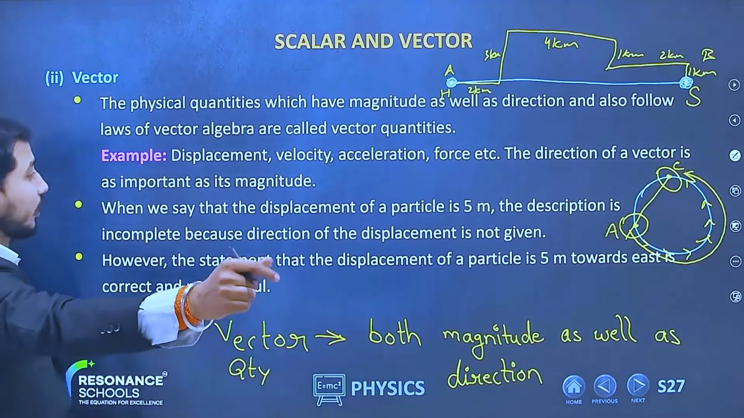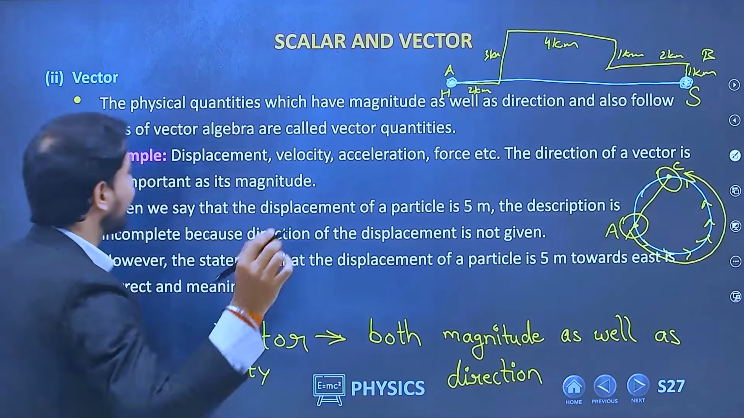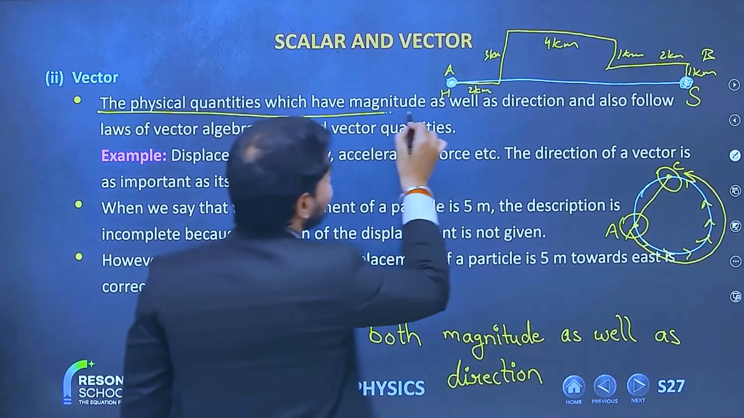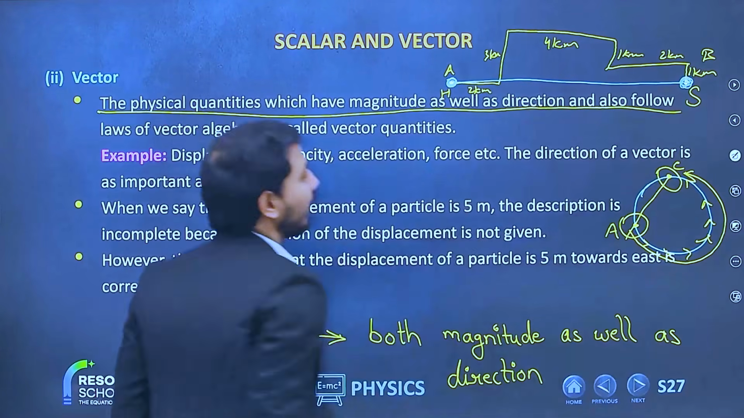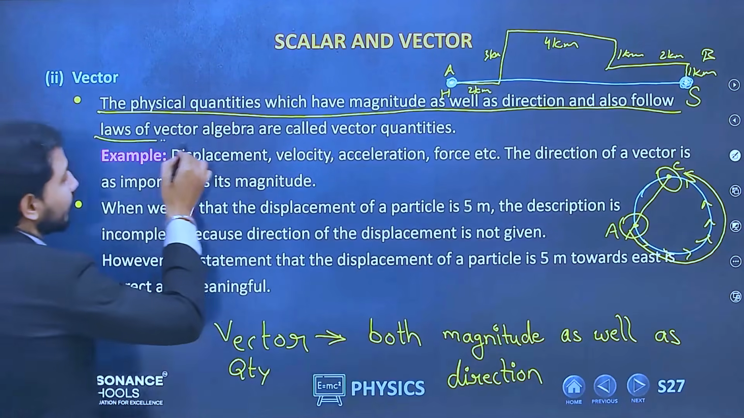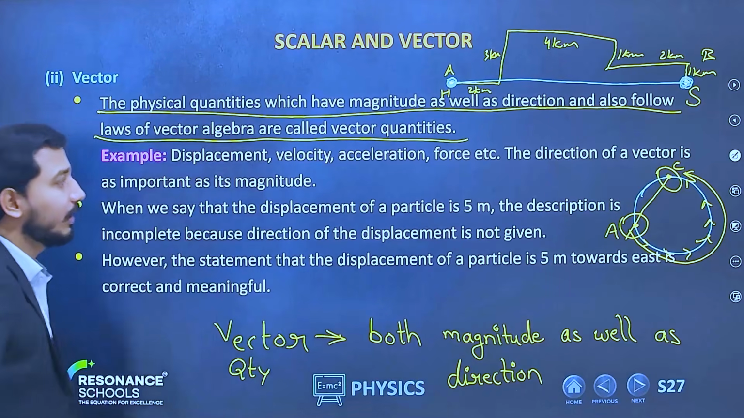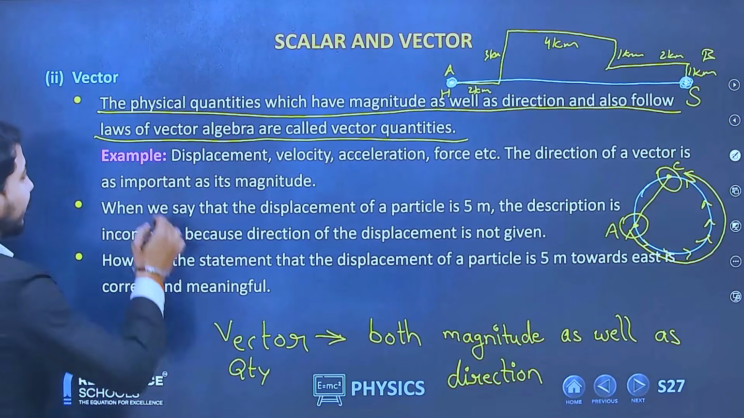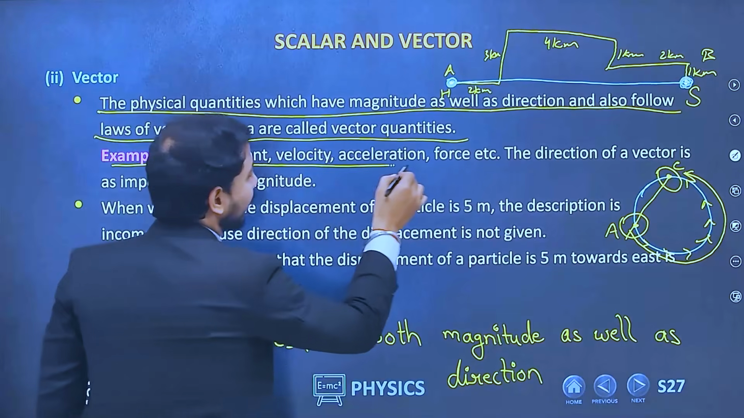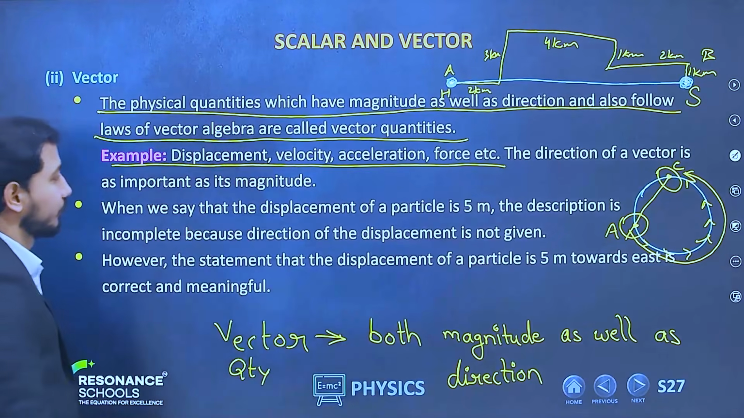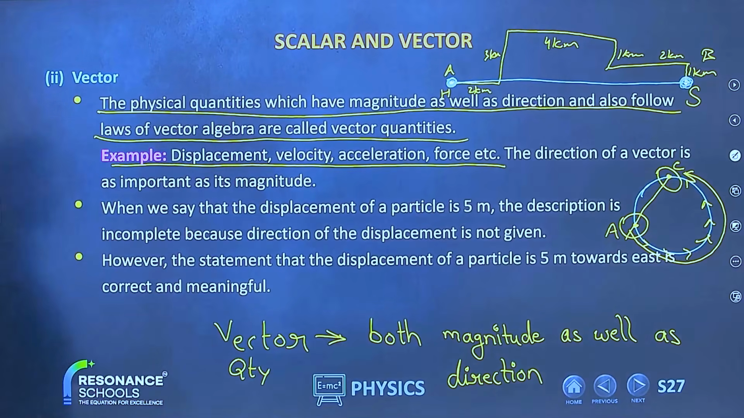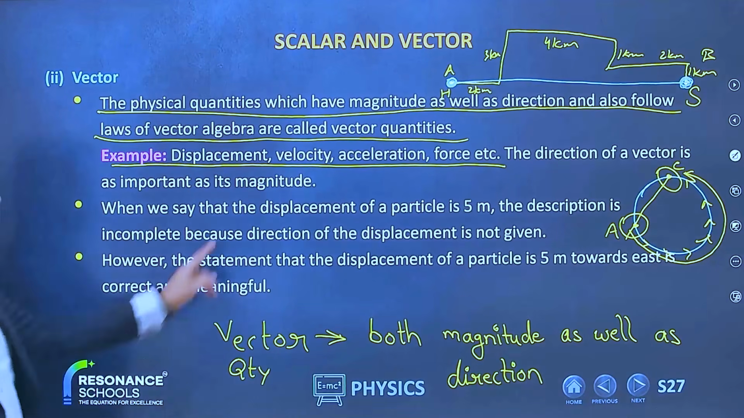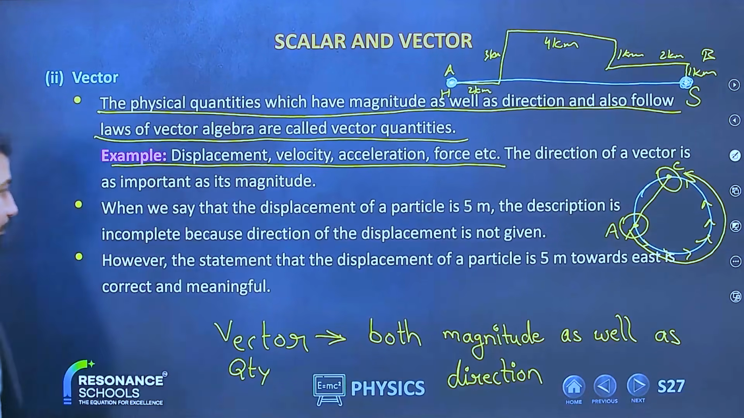Okay. So, for vector quantity, you will write the definition. The physical quantities which have magnitude as well as direction and also follow laws of vector algebra are called vector quantities. And as examples you will write displacement, velocity, acceleration, force. Till here you will write fast. Write fast and let me know.